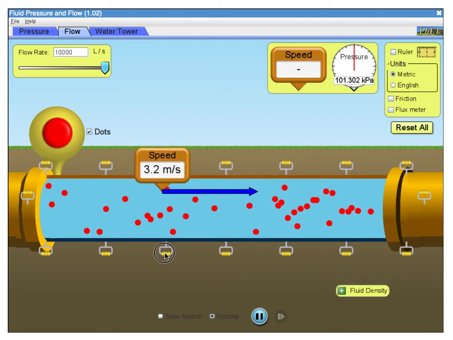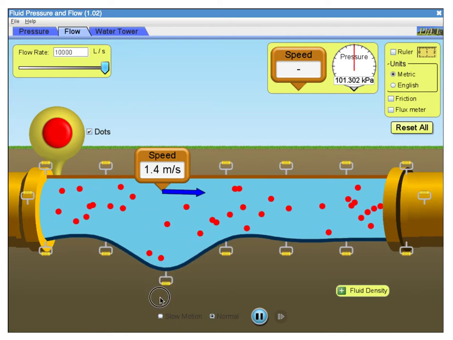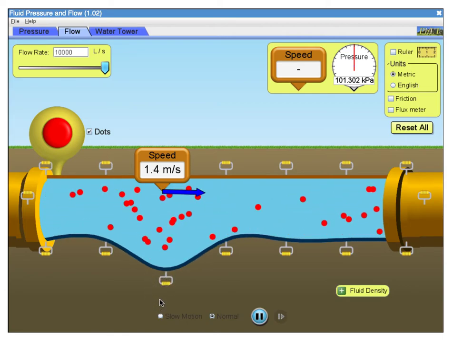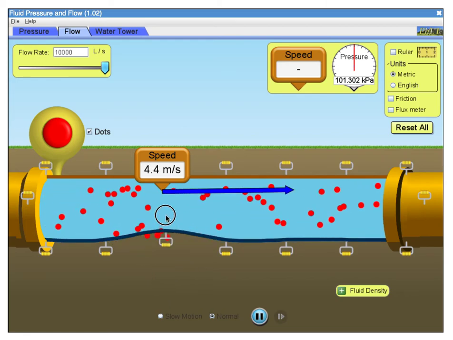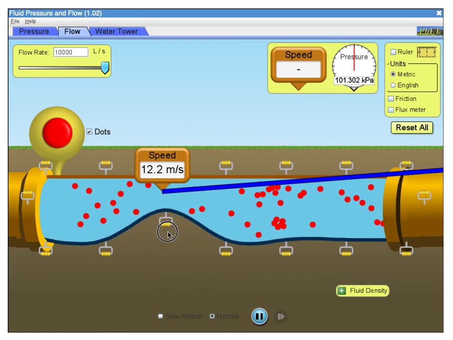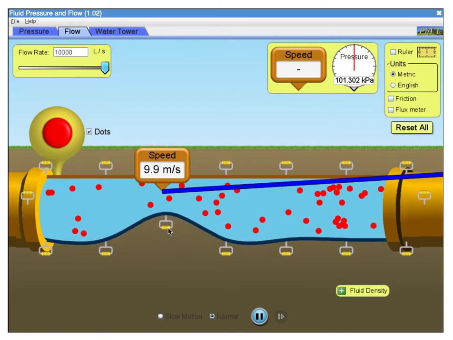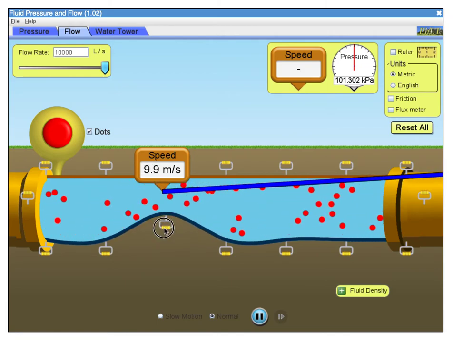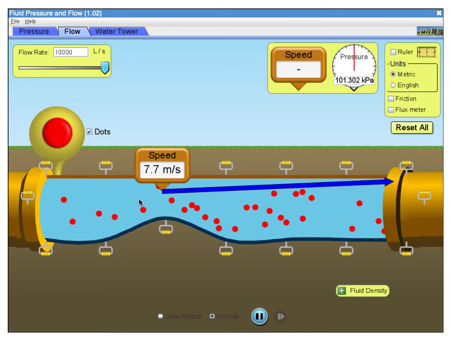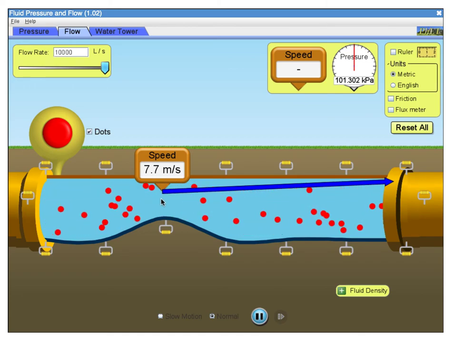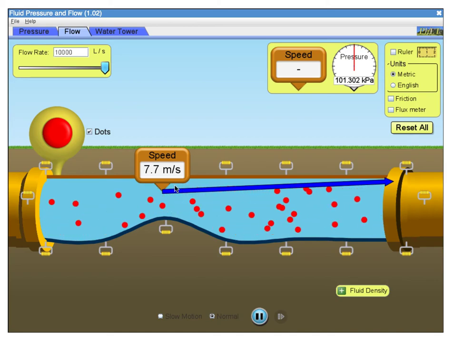If I make this cross-sectional area of the pipe larger, you notice that the flow rate drops. And if I make this same area smaller, the flow rate increases here. So the smaller the cross-sectional area of a pipe, to keep the same flow rate, the particles have to speed up, so the bigger the velocity.